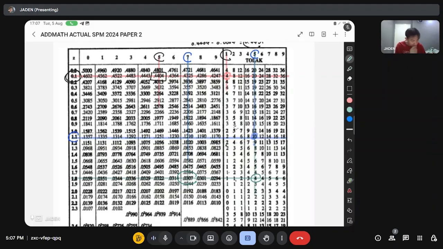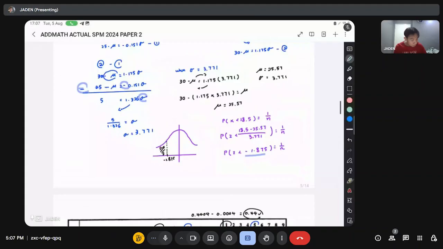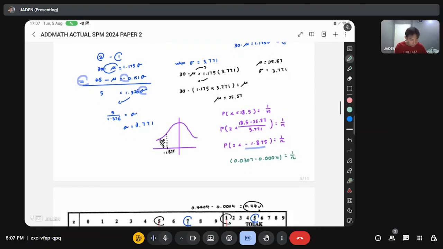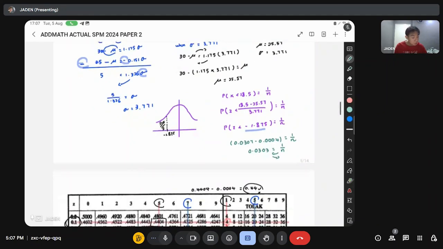So we have to deduct this 4 here, so that means my equation will be 0.0307 minus 0.0004, and then equal it to the probability. So your calculation should be 0.0303 equals 1 over n. You switch the n and the 0.0303, your n will be 1 over 0.0303, and then you're going to end up with the answer 33. So that is your n value.